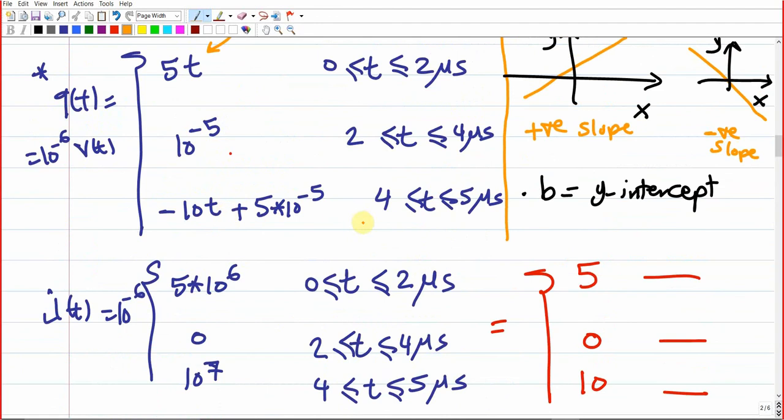Between 5 and 4, for example, if the time equals 4, substitute t equals 4 times 10 to the power negative 6, this is going to give us 10 to the power negative 5. Go ahead. Because there is a constant function.